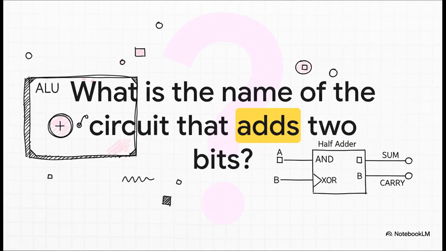Okay, let's get even more fundamental. Deep inside that ALU, the CPU's calculator, what's the name of the basic circuit that just adds two simple bits together? That's a half adder. It's one of the absolute most basic building blocks of all computation.